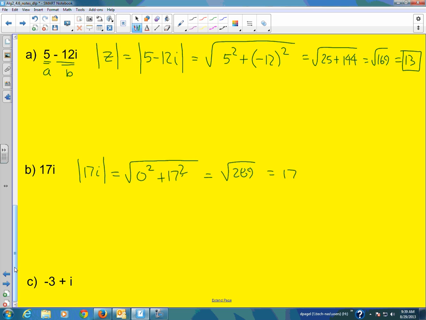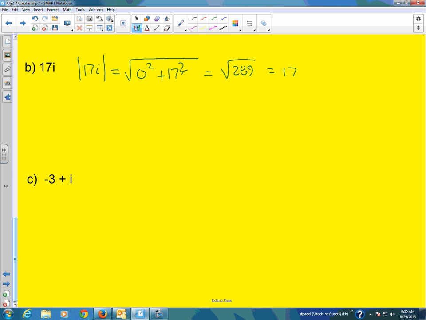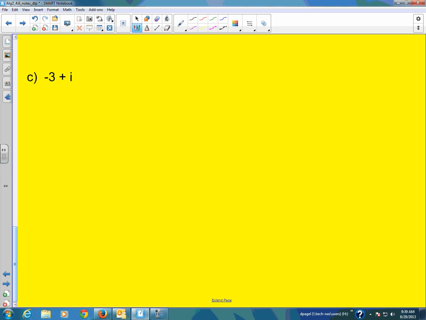And then lastly, negative 3 plus i. The absolute value of that: real part squared, imaginary part squared. Square root of 10. Can't simplify it, so we're going to leave that answer alone.